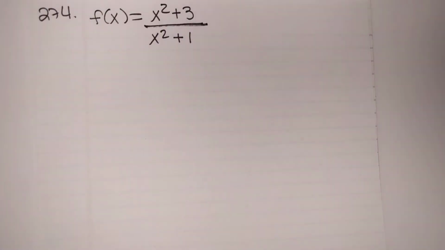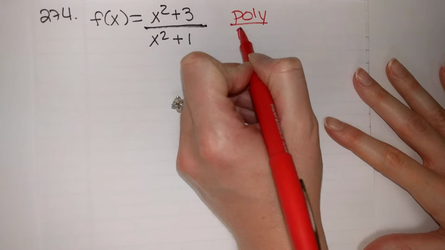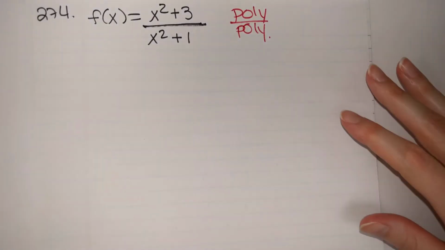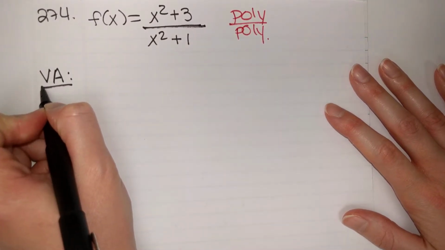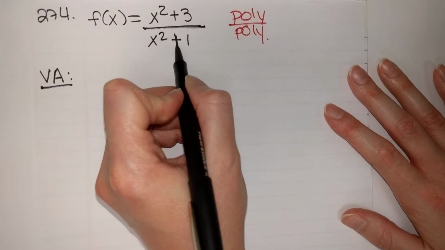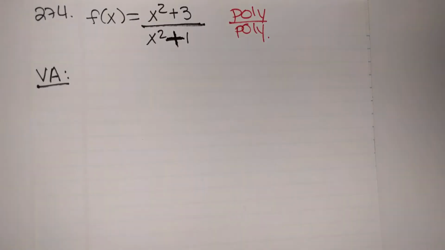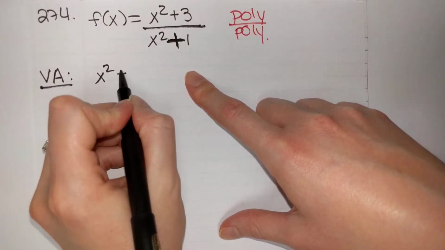So the first thing that we notice is that we're in the correct format. We have a polynomial over a polynomial, so we can go ahead and use our theorems for vertical and horizontal asymptotes. Now, interestingly here, you cannot factor this any further because x squared plus 1 is a sum of two perfect squares, and that is prime. So there's nothing to factor.